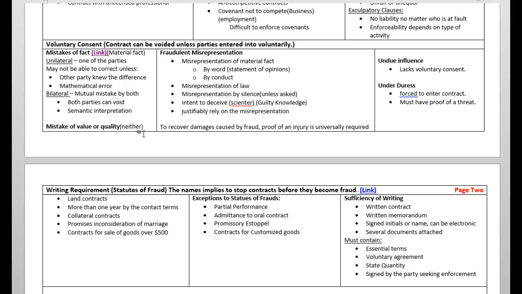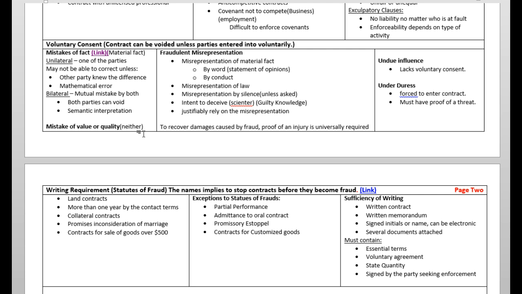Misrepresentation by silence is kind of interesting, because unless you are asked about a specific characteristic about what you are selling, it is all right to be silent about it. If you're asked about a characteristic, you have to be truthful. Otherwise, the contract could be voided.